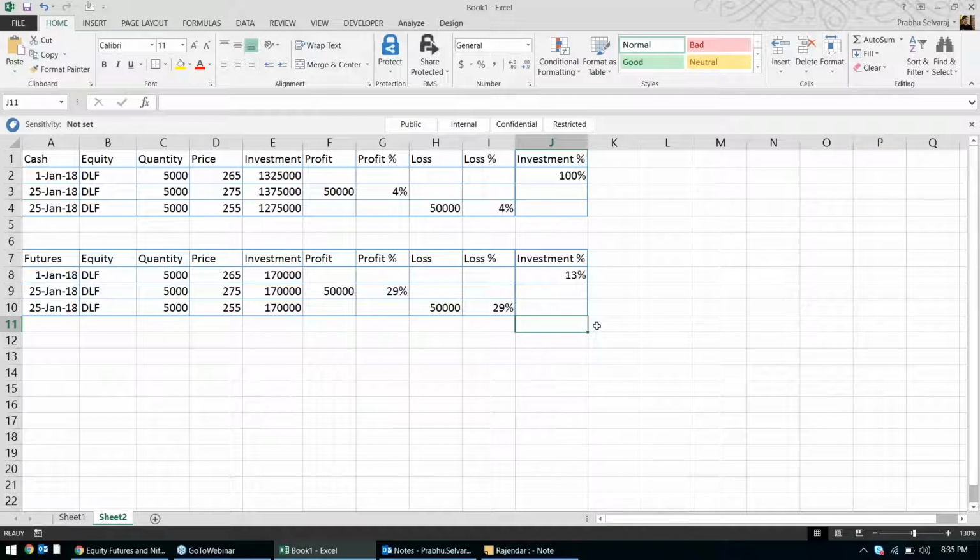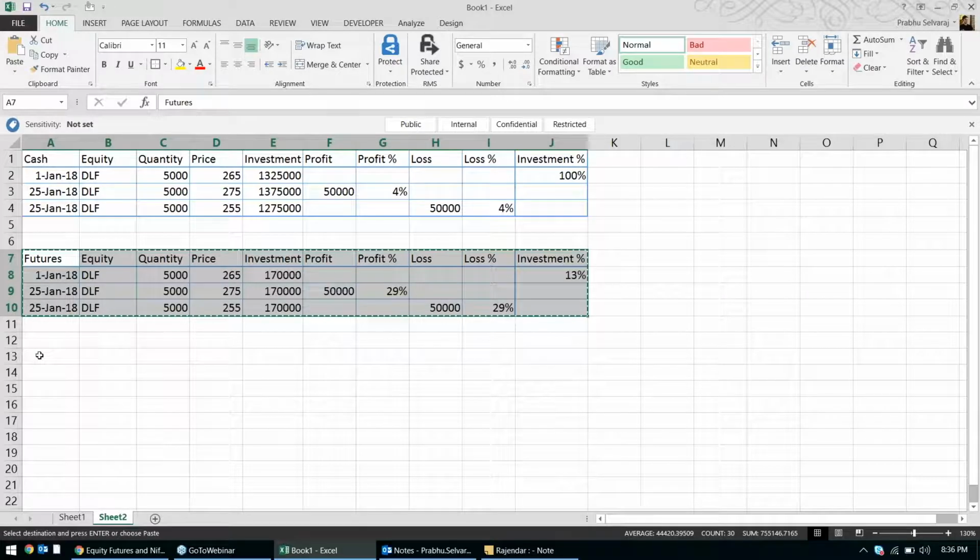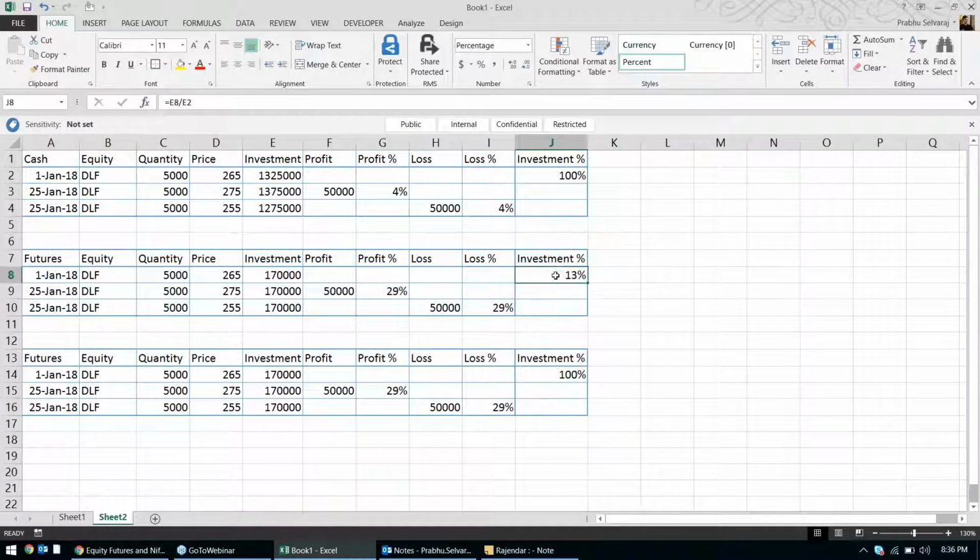What brokerage? 20 rupees per trade. Simple, don't get confused. Brokerage is 20 rupees per trade, whatever you trade: cash, equity, futures, option trade. No change in brokerage. It remains the same. So here my investment is just 13% of my actual capital, but I'm able to make the same amount of profit with minimal investment.